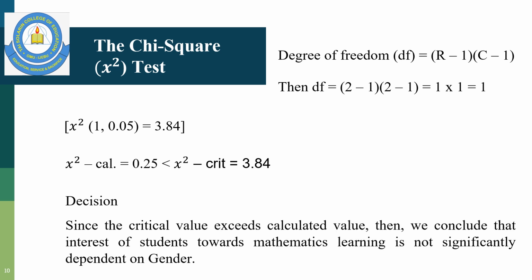So we are going to take a decision using the two now. We are going to say, since the critical value exceeds the calculated value, we are going to conclude that the interest of students towards mathematics learning is not significantly dependent on gender.